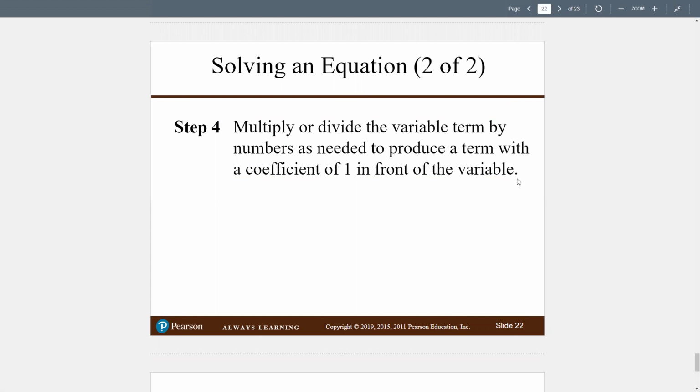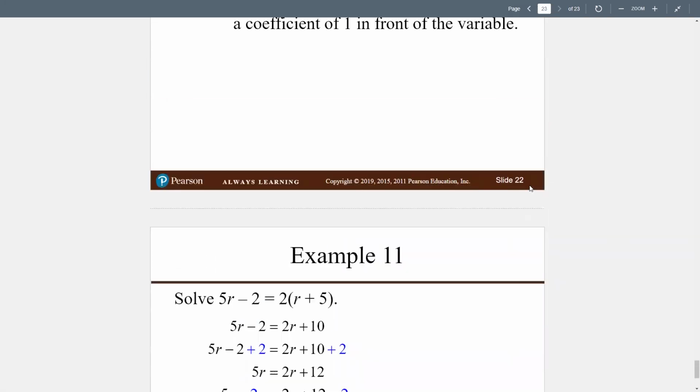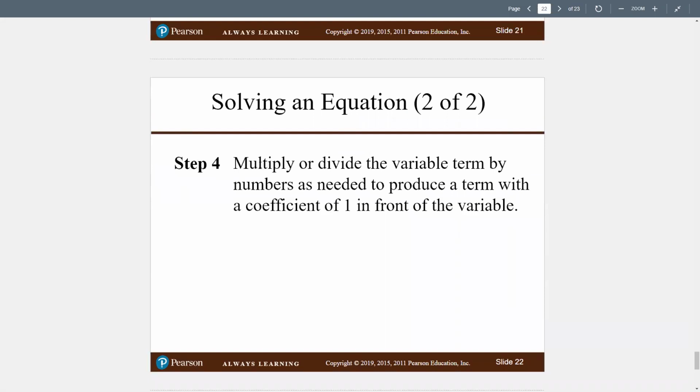Okay. Does anyone need that last step? It's basically just finishing it out. Okay, cool.